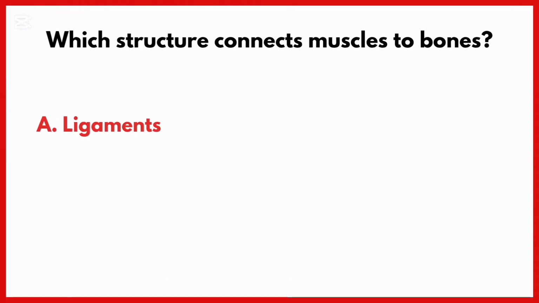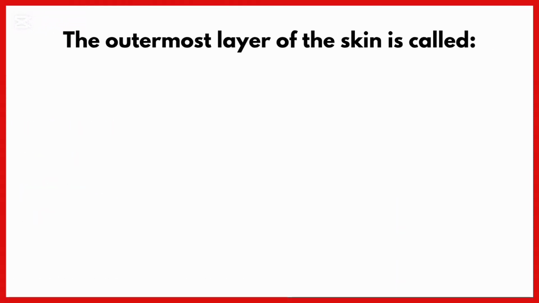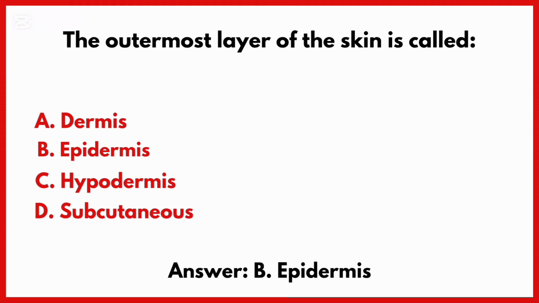Which structure connects muscles to bones? Correct answer is option B, tendons. The outermost layer of the skin is called. Correct answer is option B, epidermis.